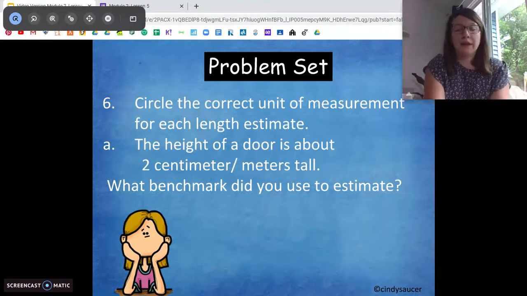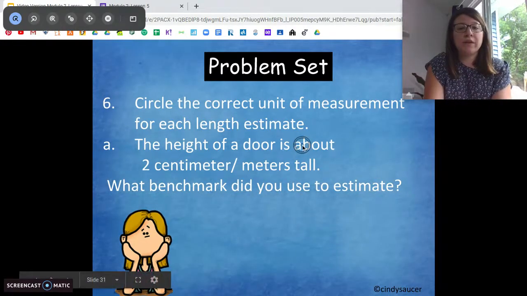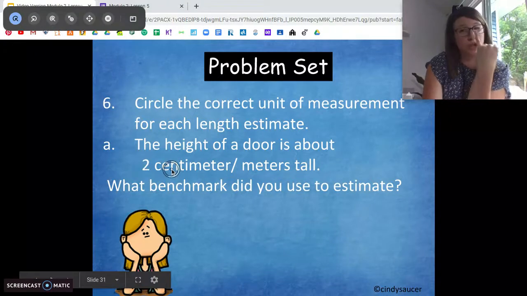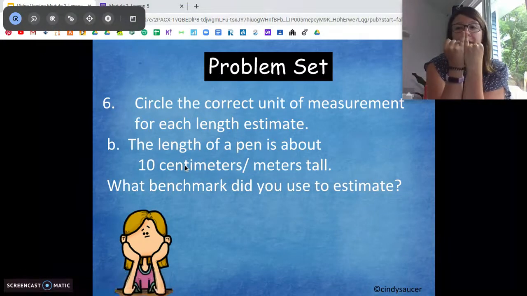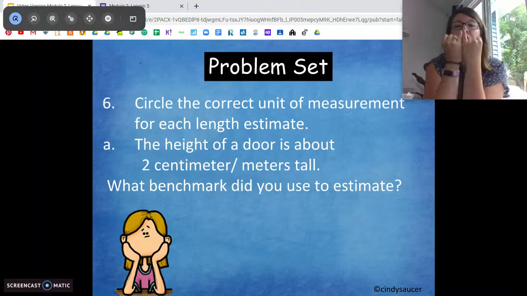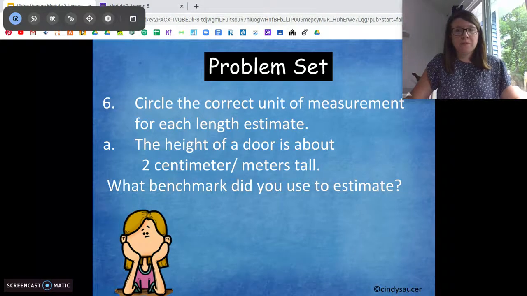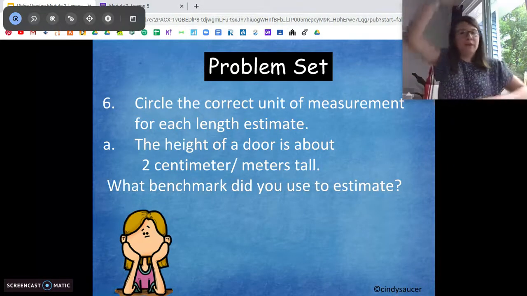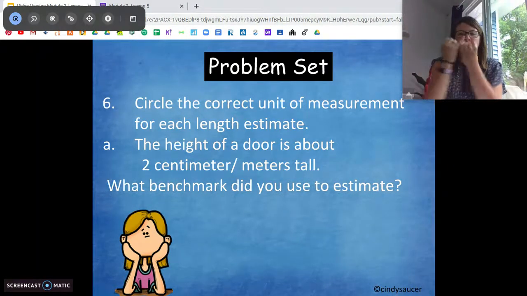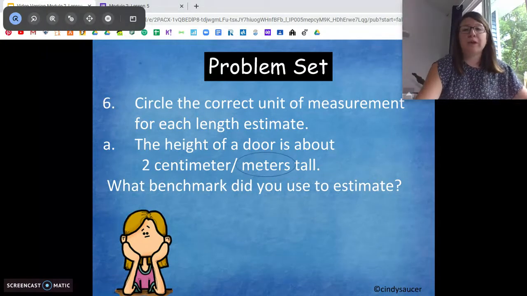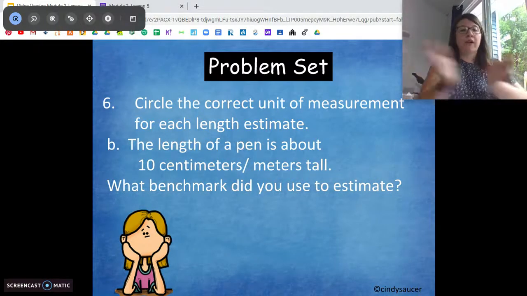So for example, right here, it says the height of a door is about. Would you say it's about 2 centimeters, so 2 pinkies? Or 2 meters tall? What would make more sense? What's a better estimate? 2 meters, right? A door isn't this big. A door is much bigger, so we need to estimate meters. Let's do one more together.